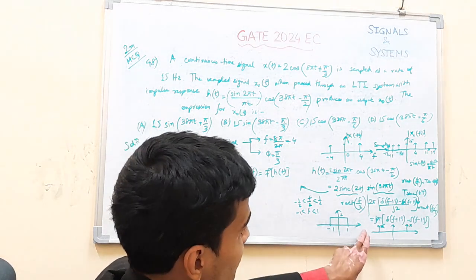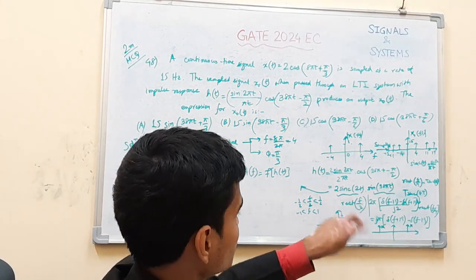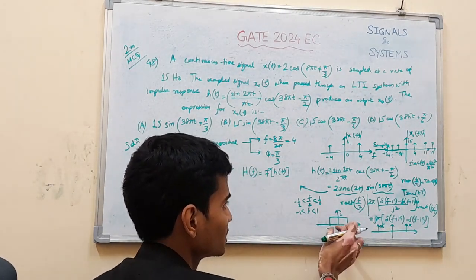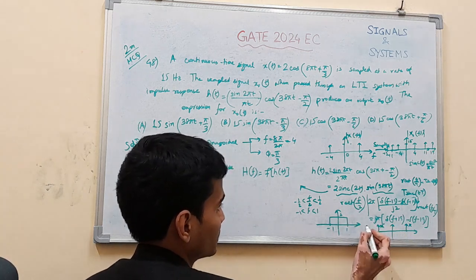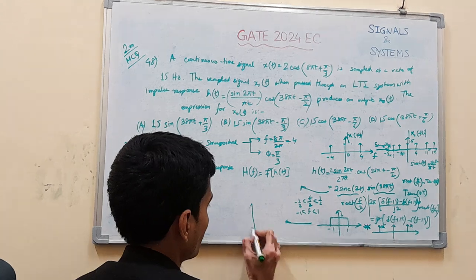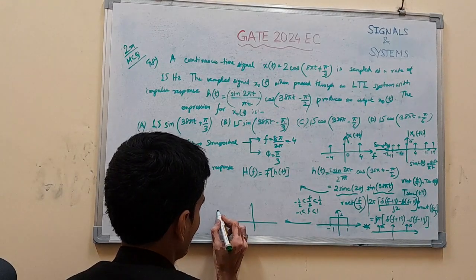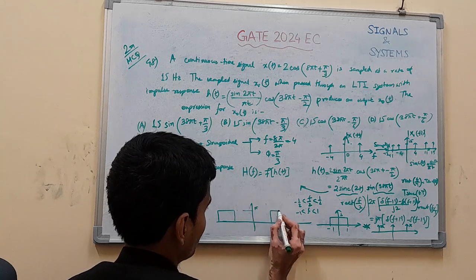So basically, multiplication in the time domain means convolution in the frequency domain. Convolution with any impulse signal means shifting the other signal by that. So convolution with this will give basically this thing. This will be pi, and this also will be pi.